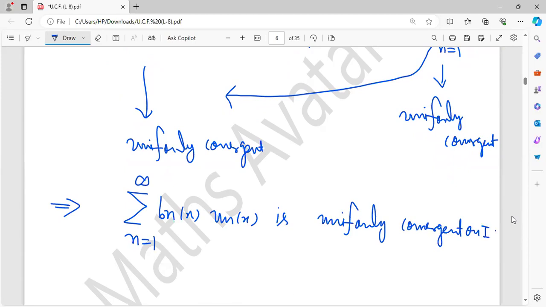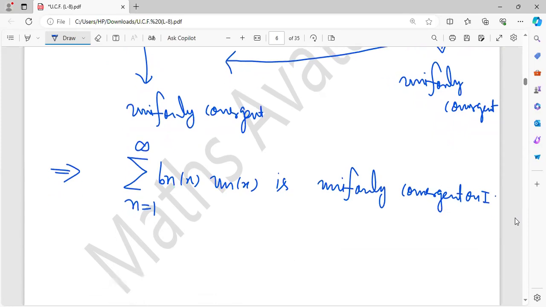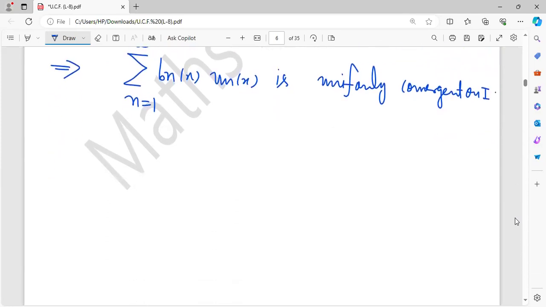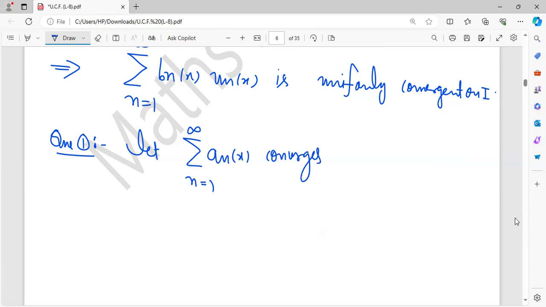Now we will do some questions. Question: let this series a_n converge uniformly on minus 1 to 1.